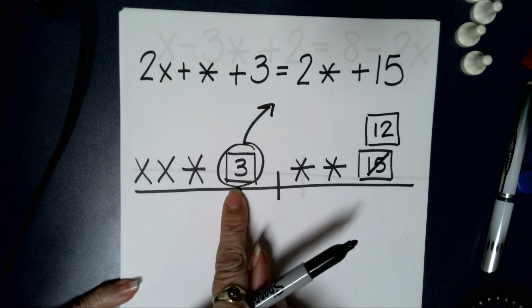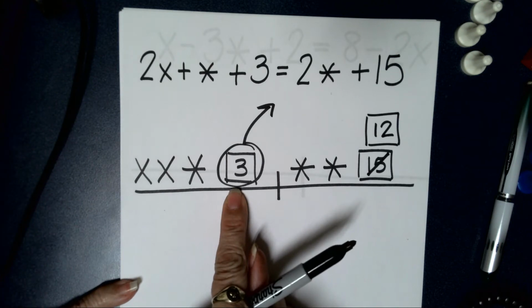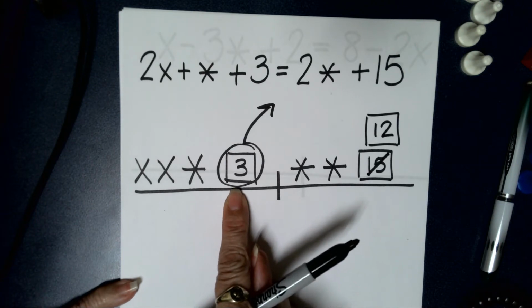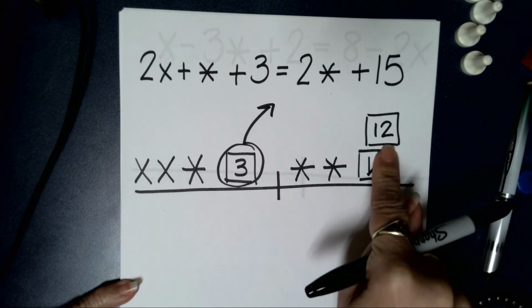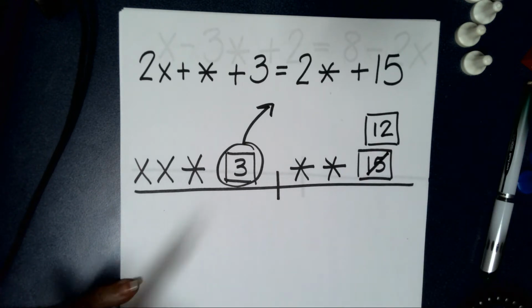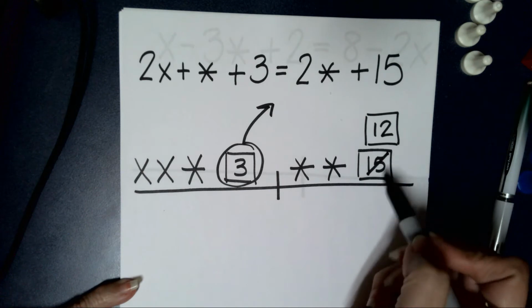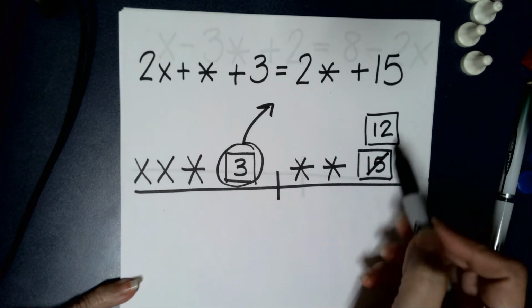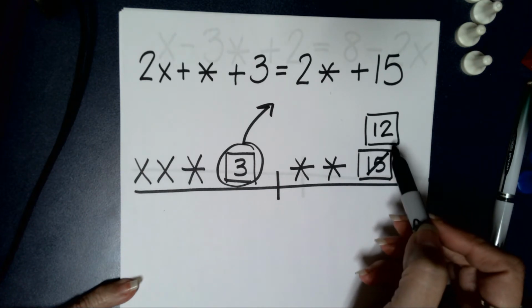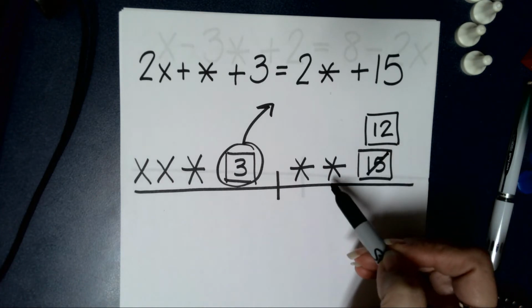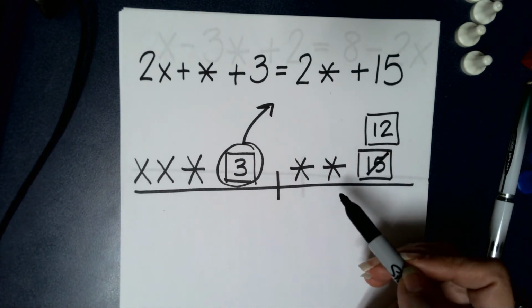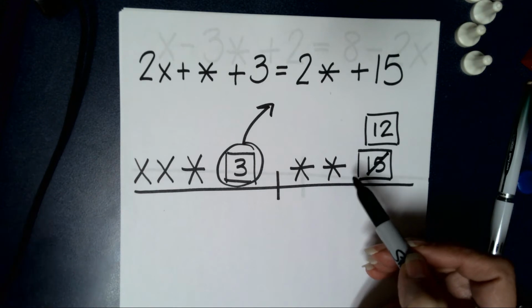So now this is gone. The 3 cube is gone on the left, and on the right my 15 is now a 12. So now I only have cubes on the right hand side, so I know that if I only have cubes on the right, that I have to get rid of anything else that's on that right hand side. And I have 2 stars.